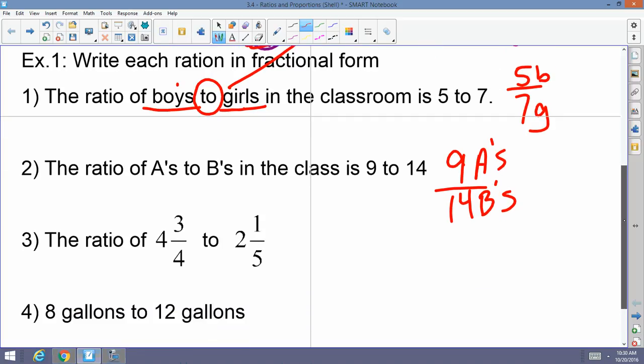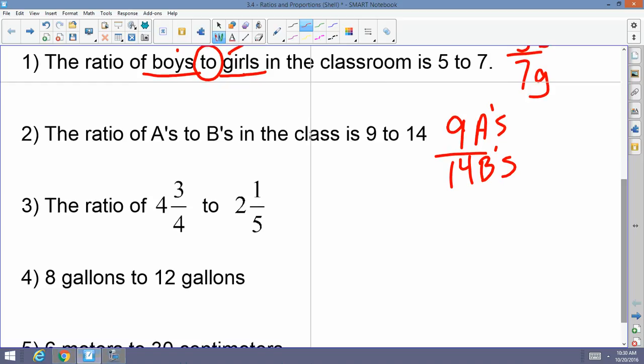Now, this one really beats up a lot of my boys. So let's really focus on this and let's take our time. The ratio of 4 3/4 to 2 1/5. Well, this is 4 3/4 to 2 1/5. Okay, that's fantastic. That cannot be left like that, though. Yep, that cannot be left like that.